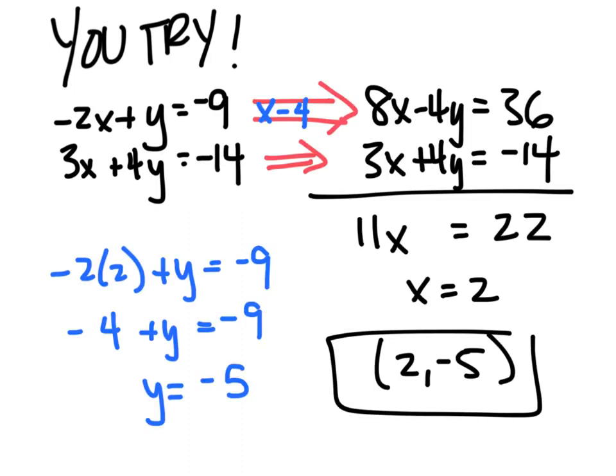All right, there are a number of ways you could have done this. The way I chose was to multiply the y, this whole thing, by negative 4, to get 8x minus 4y equals 36. I added my equations. I solved for x, and I got x equals 2, plugged it back in, and the solution was 2, negative 5.